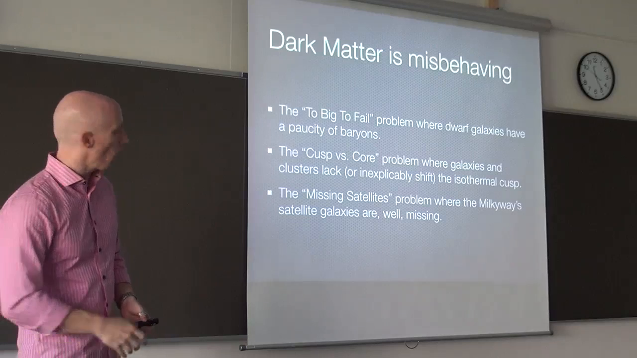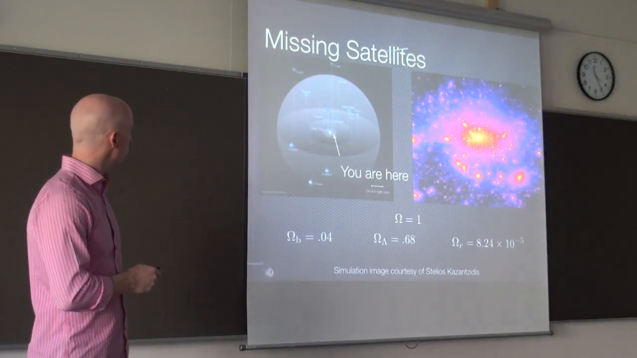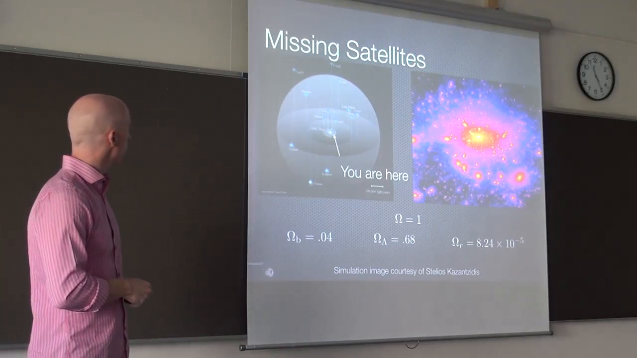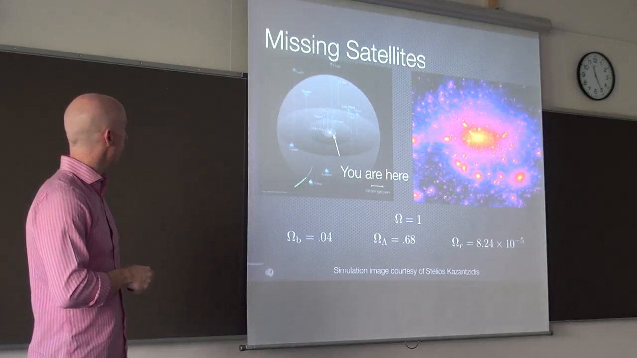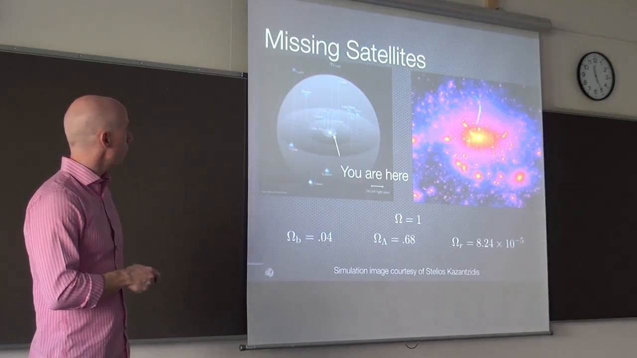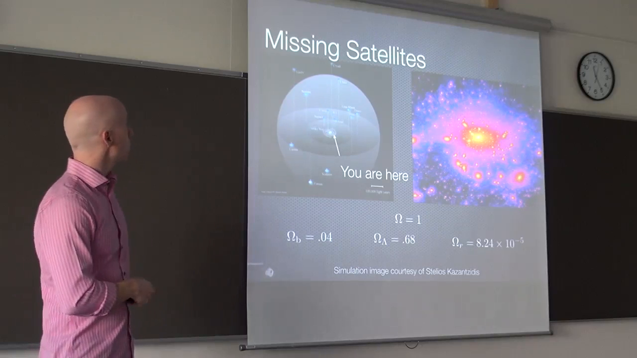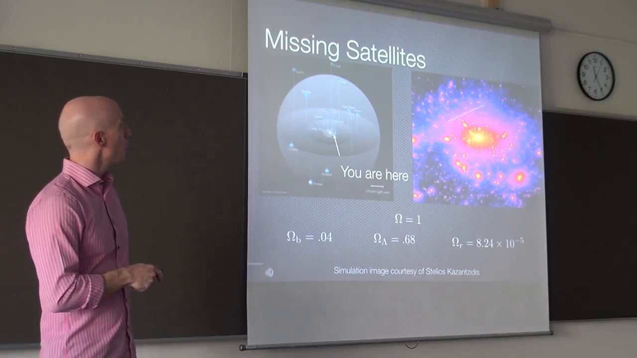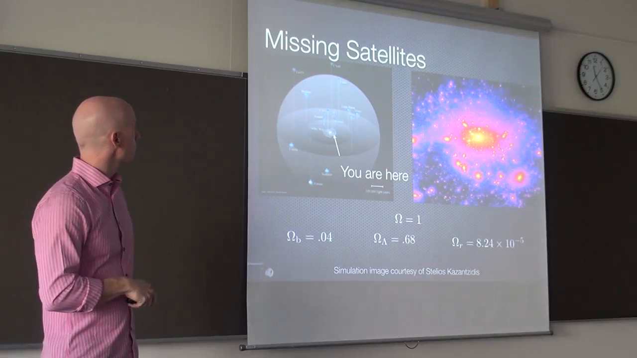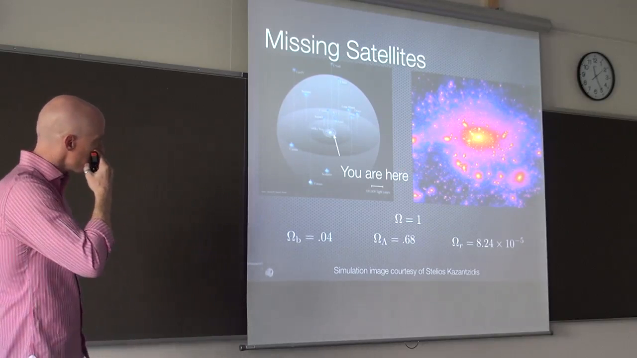Just to draw a picture, here's what we observe for the Milky Way galaxy and our dark matter halo and our satellites. And then here is, roughly at the same scale, a computer simulation of collisionless dark matter. And you'll notice there's a heck of a lot more clumps of dark matter on the right-hand side than there are on the left.